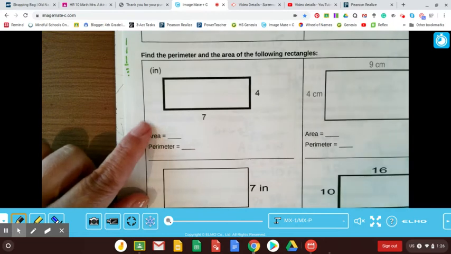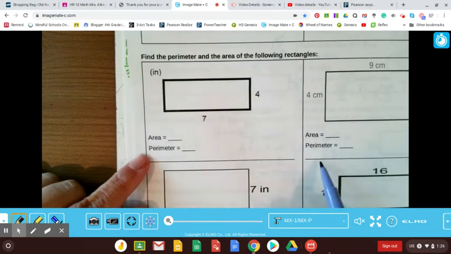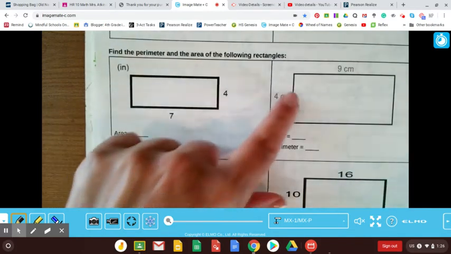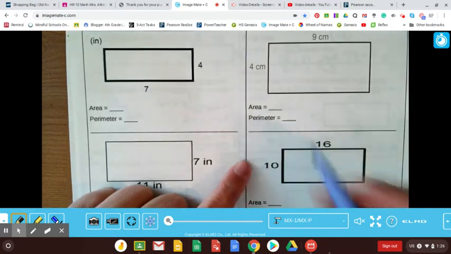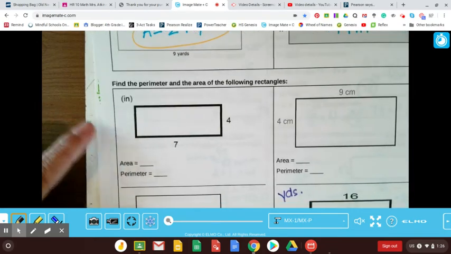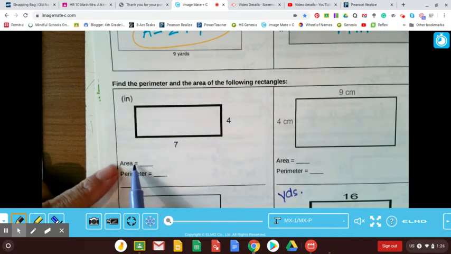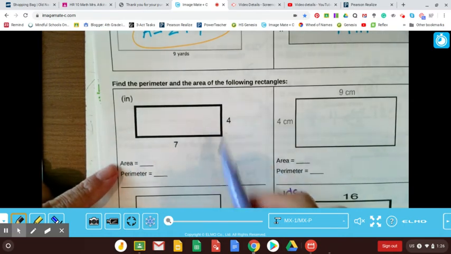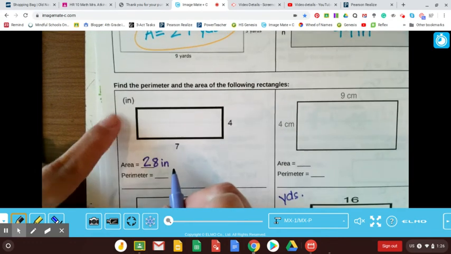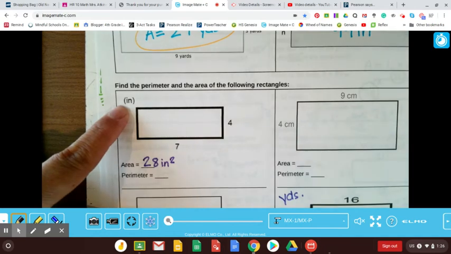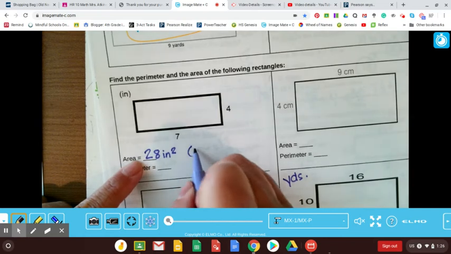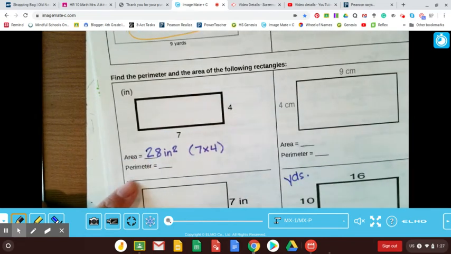All right. Down here, it's asking for area and perimeter for each of these problems. It's also giving you the units somewhere. This guy doesn't have units, so let's just pretend it's yards. Okay. So how do I find the area? Length times width, 7 times 4 would be 28. And we want to do inches. And because it's area, we want to square it. So 28 inches squared, right? And we got that because we did 7 times 4.